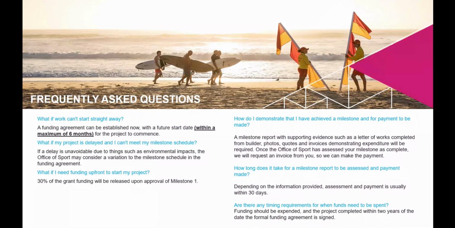What if my project is delayed and I can't meet my milestone schedule? If a delay is unavoidable due to things such as environmental impacts, the Office of Sport may consider a variation to the milestone schedule in the funding agreement. Next, what if I need funding up front to start my project? 30%, as I mentioned before, 30% of the grant funding will be released upon approval of milestone 1. And we really hope to get all these funding agreements back executed with the facility use schedule and the other supporting documentation, and we'd love to have 30% paid to all of your clubs before the end of financial year.